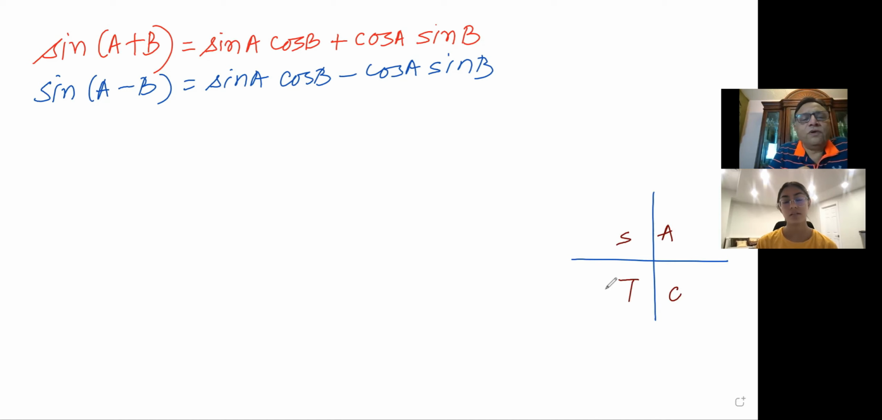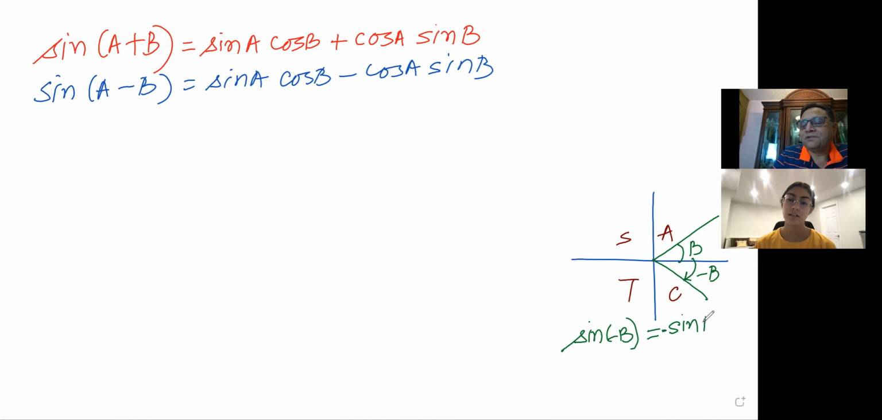So when I say sine minus b, the only difference is that minus b has come into the picture. Earlier we were talking about an angle b, and now we are talking about an angle minus b. That is what it really means. Instead of going counterclockwise, you're going clockwise. So basically, sine of minus b is equal to minus sine b.